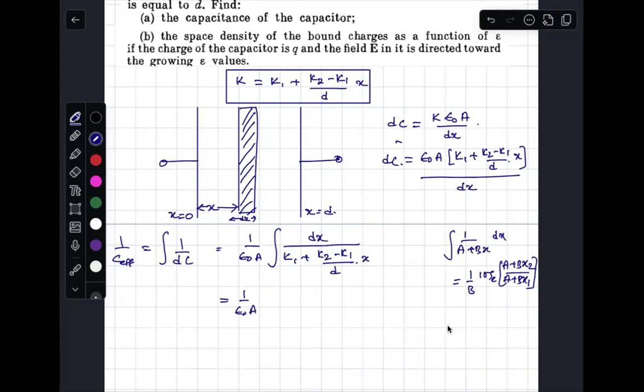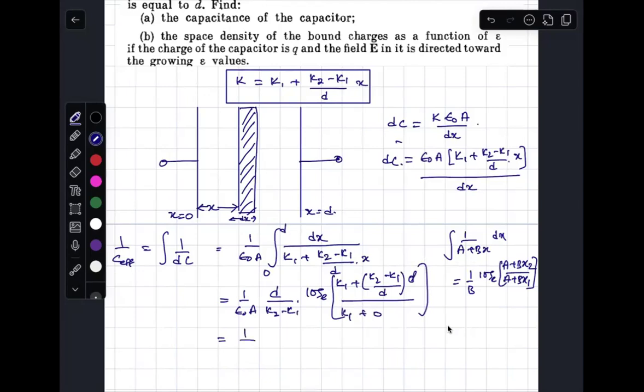Do you know this integration? If not, I mentioned it right now. This integration step, by applying which you'll get d by K2 minus K1 log e of K1 plus K2 minus K1 by d times t, because you're integrating it from x equal to 0 to t, by K1 plus 0.